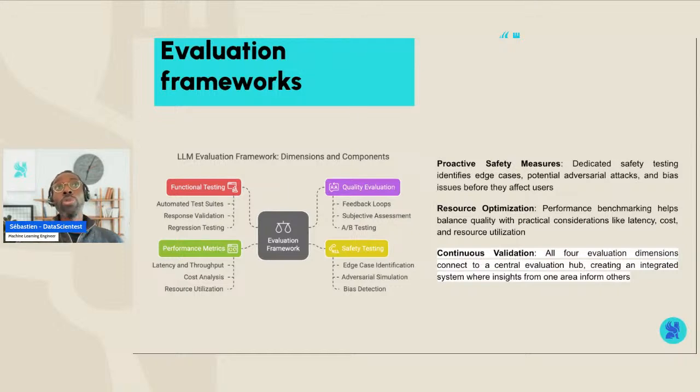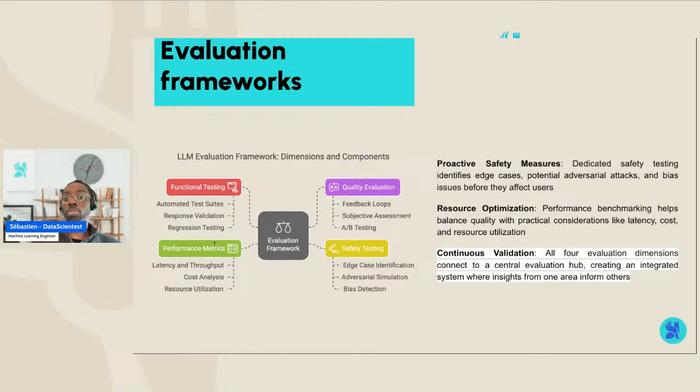So when it comes to evaluation, we have a general framework that you could use. We have here four categories of evaluation that you will have to establish and implement. Of course, I mentioned functional testing, so automating test suites, response validation, and regression testing. These are examples of functional testing that you will need to code and make sure that you trigger them before doing something wrong. You have quality evaluation, so you will use feedback, subjective assessment, or A/B testing to know the preference of your users.